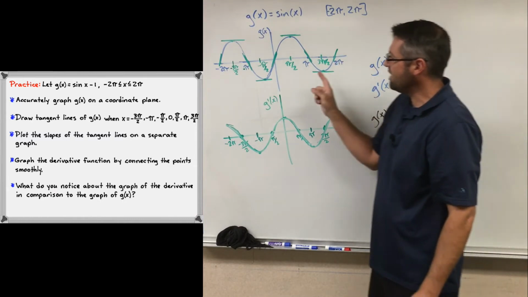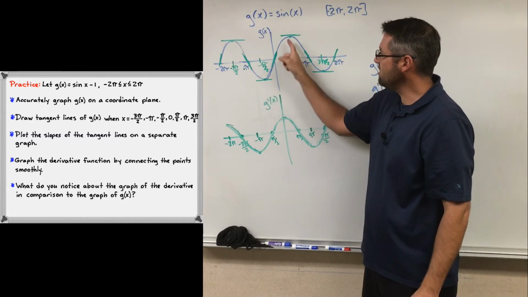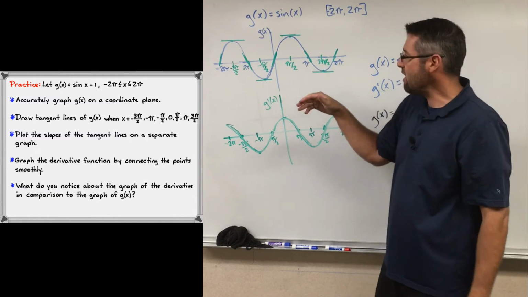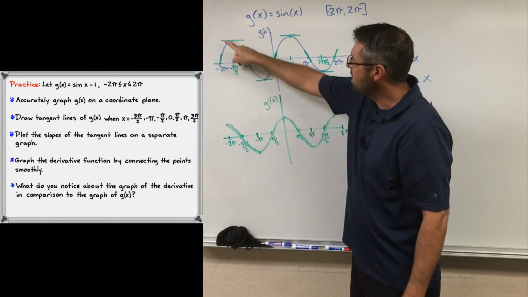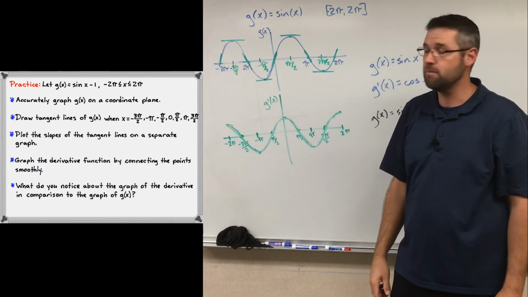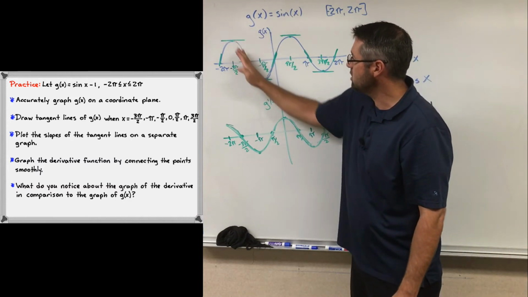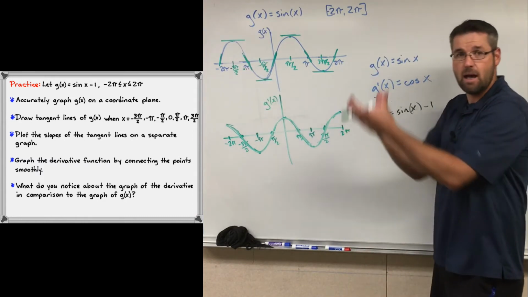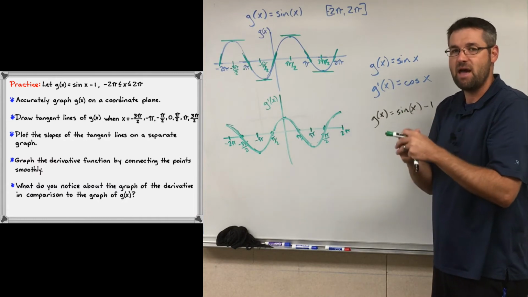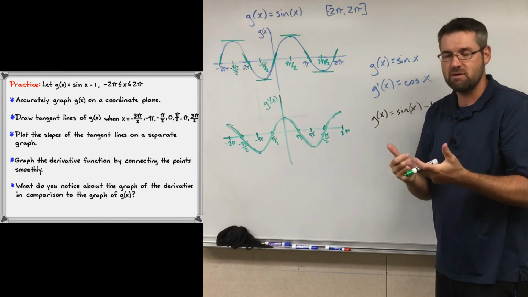Does that affect the steepness of these tangent lines? Does that affect this being a horizontal tangent line? If I shift everything down, that's still going to be a horizontal tangent line. This is still going to be a tangent line with a negative slope at that same point. So when I shift things up or down, it doesn't affect the values of the derivative.